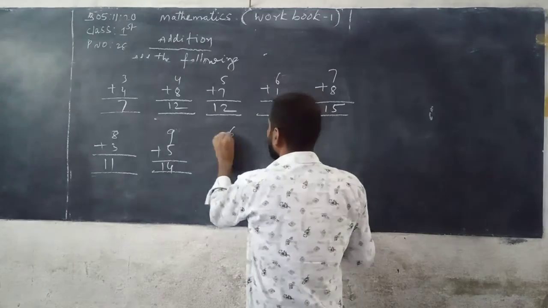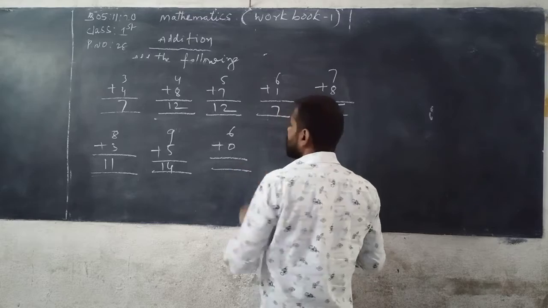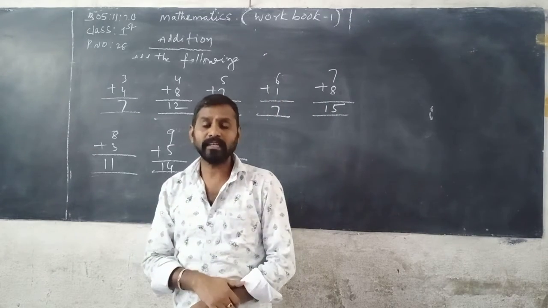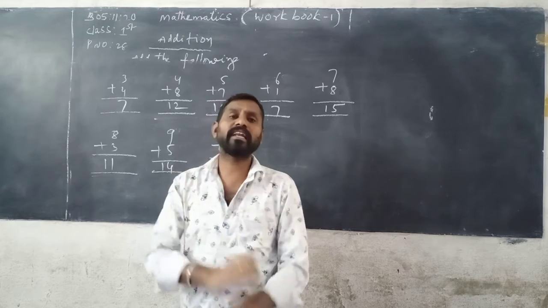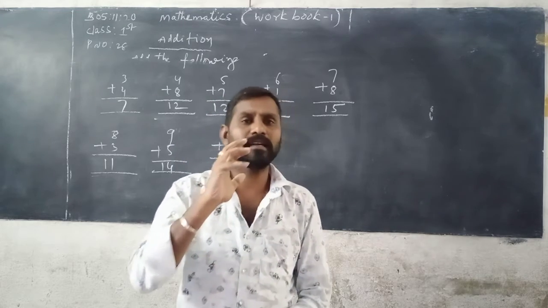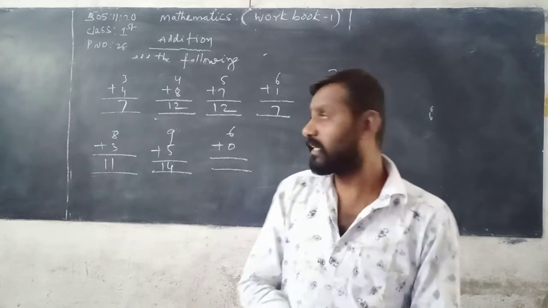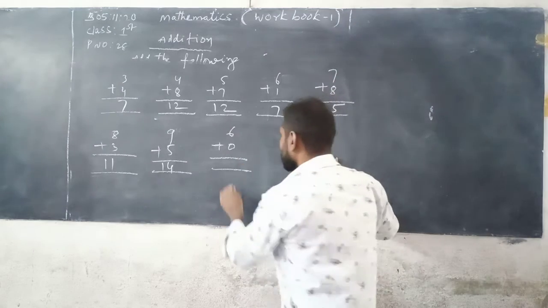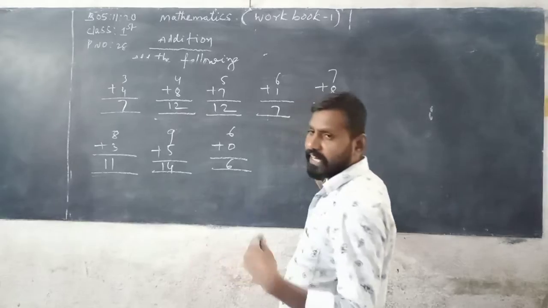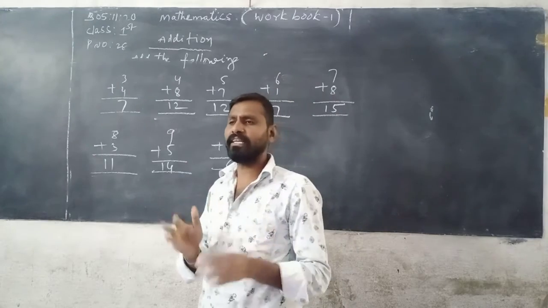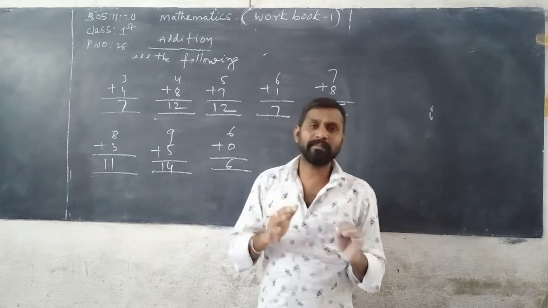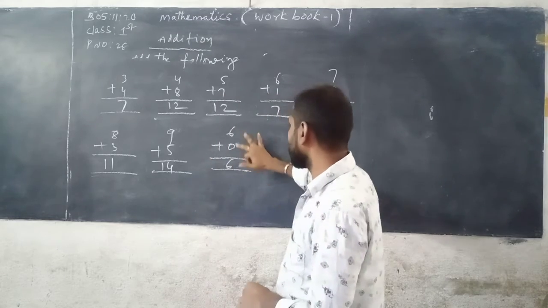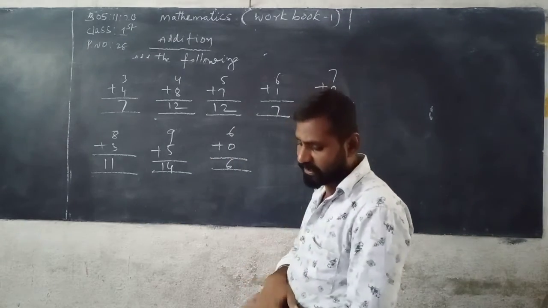See here, 6 plus 0. Do we have 0 fingers? No. It means that when 0 is added to any number, you get the same number. See here, 6 plus 0. 0 is added to 6, you get 6. 0 is added to 5, you get 5. 5 plus 0, 5. 6 plus 0, 6. 7 plus 0, 7. 8 plus 0, 8. Like that only. So 6 plus 0, you get 6 in this case.